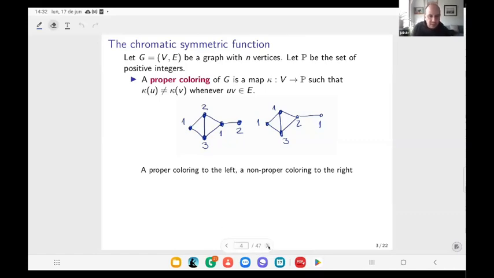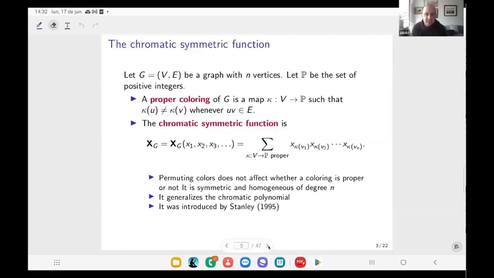With this, we define the chromatic symmetric function, which is basically a generating sum over all proper colorings. It's an infinite sum, of course. For each coloring, we count how many times each color is being used, and this is encoded in a monomial. Since we're summing over all colorings, if I permute the colors I still get a proper coloring, and so I get a generalization of the chromatic polynomial. I'm not going to recall the definition of the chromatic polynomial. This function was introduced by Stanley in 1995.